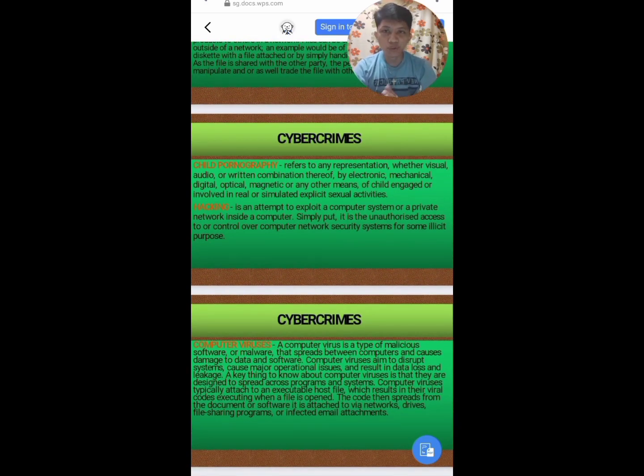Last is computer virus. A computer virus is a type of malicious software or malware that spreads between computers and causes damage to data and the software. Computer viruses aim to disrupt systems, cause major operational issues, and result in data loss and leakage. A key thing to know about computer viruses is that they are designed to spread across programs and systems.